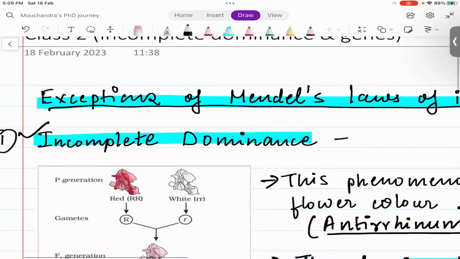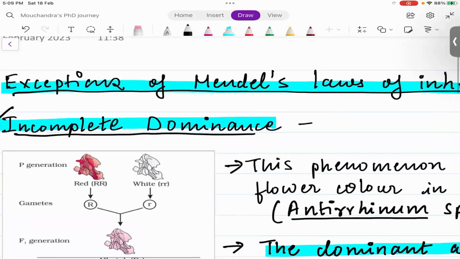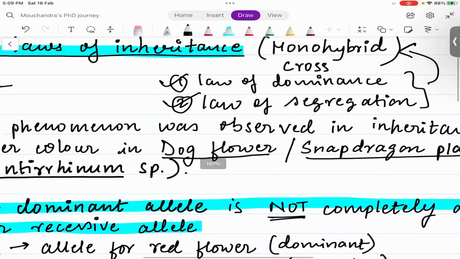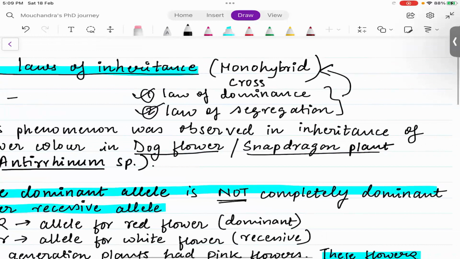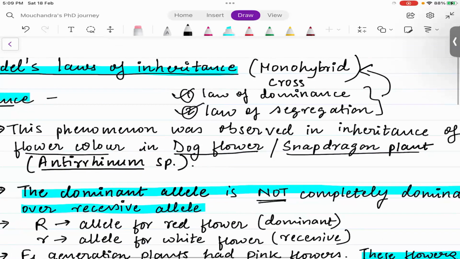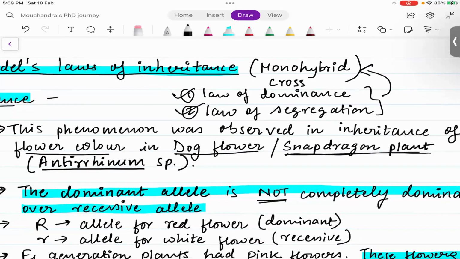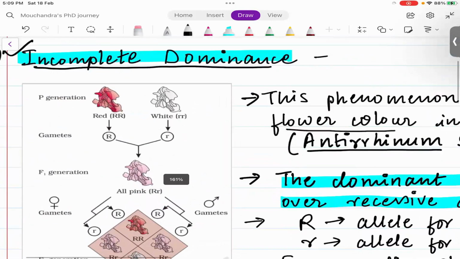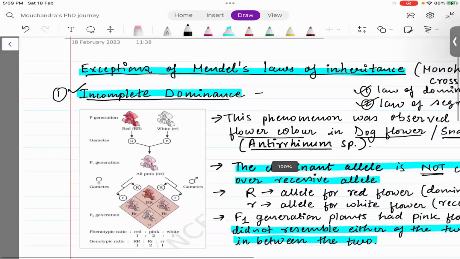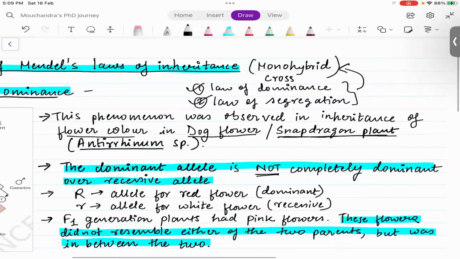Now, there are two exceptions which are seen in nature, which don't follow Mendel's law. First is the incomplete dominance. So what is incomplete dominance? This phenomenon was observed in inheritance of flower color in a plant called snapdragon plant. Okay. So this is how the flower looks like. What this showed is the dominant allele is not completely dominant over the recessive allele.